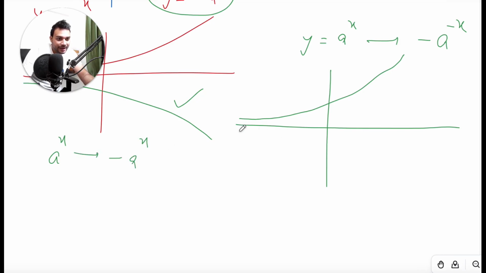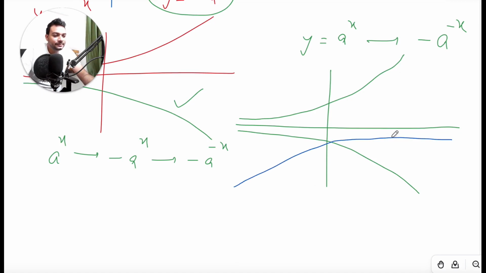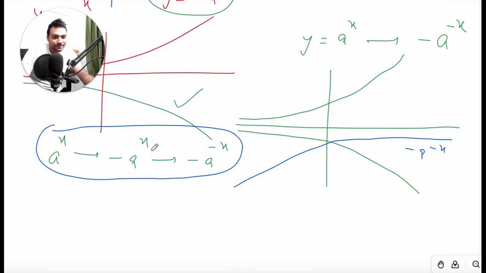How do I do that? I take mirror image about the x-axis. This is negative a raised to the power x. Now I do negative a raised to the power negative x. So I take mirror image about the y-axis now for the graph I obtained in the second step. So now it will be like this. This is negative a raised to the power negative x, and this is how you go with transformations step by step. Okay, this will enhance your understanding.